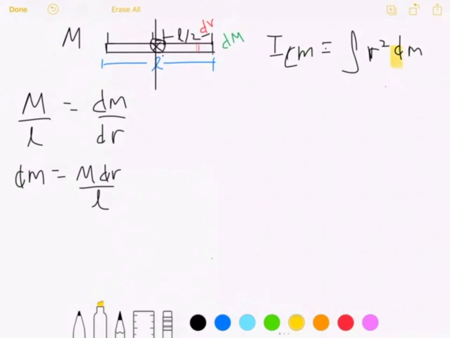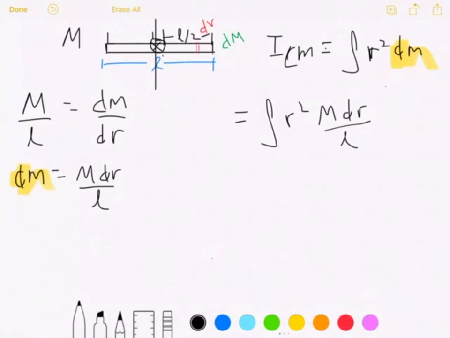So what we want to do here is substitute in dm into our integral and simplify a bit. So we're going to get the moment of inertia is equal to the integral of r squared times big M dr over L. We see that M and L, the mass of the rod and length of the rod, will not change. Those are constants, so we can bring those in front of the integral. We're going to have M over L times the integral of r squared dr.